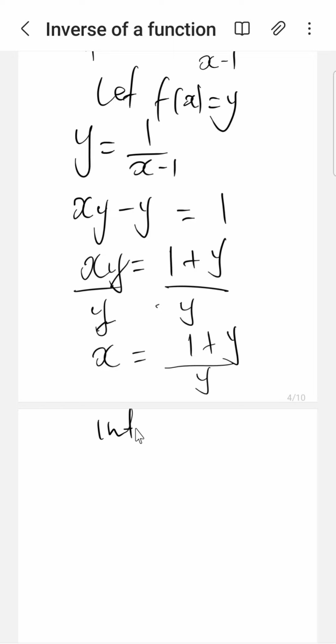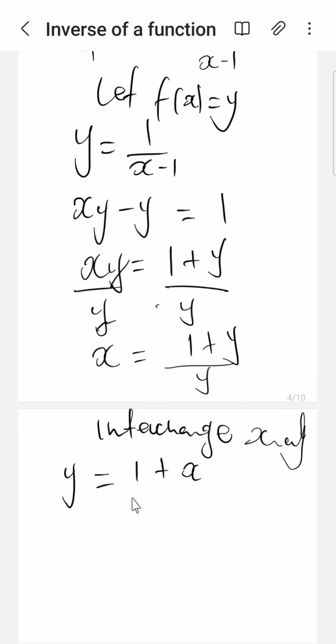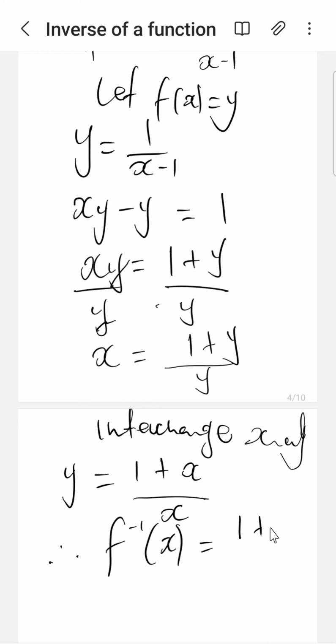So there you interchange x and y. When you interchange, you're going to have y equals (1 plus x) over x. Therefore our inverse of that function is (1 plus x) over x. So that's how you find the inverse. As simple as that.